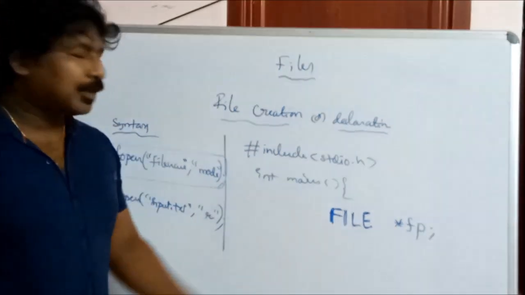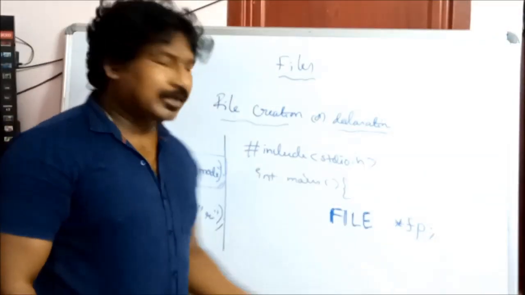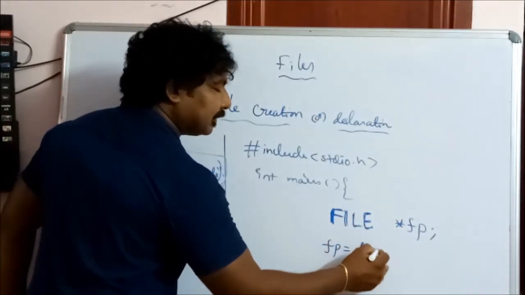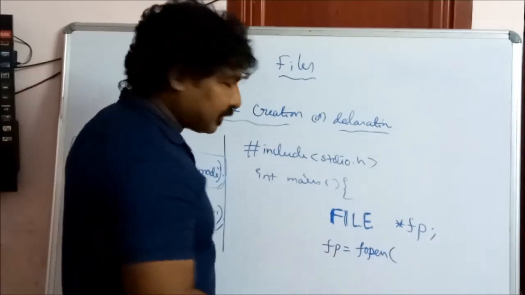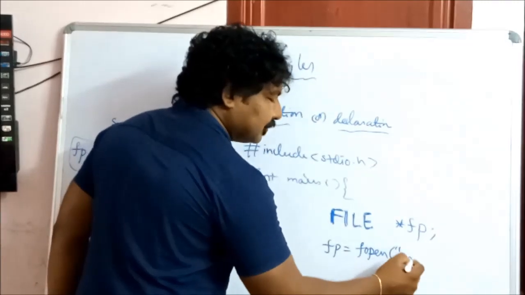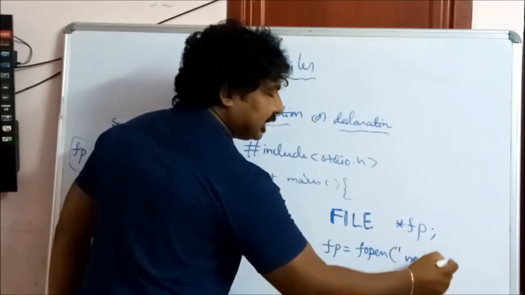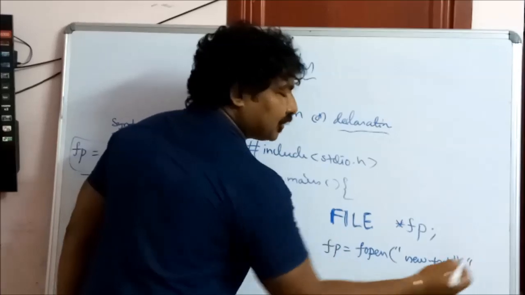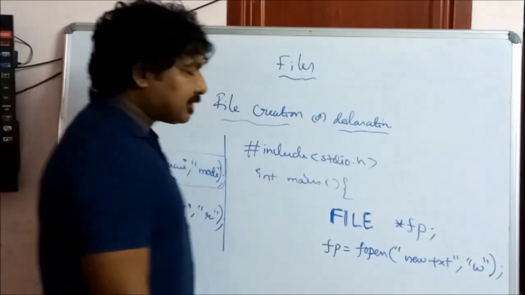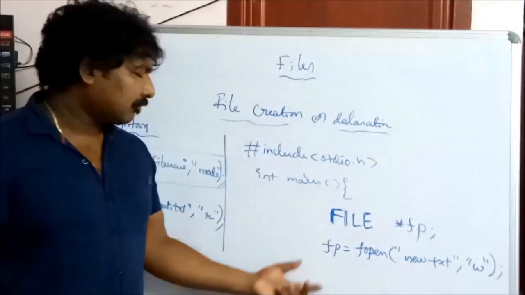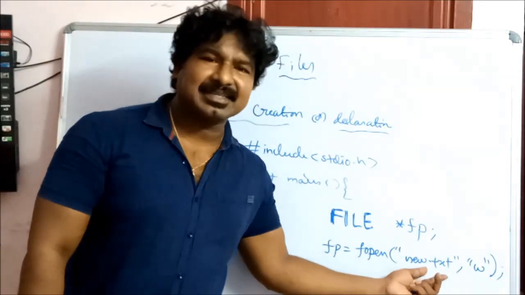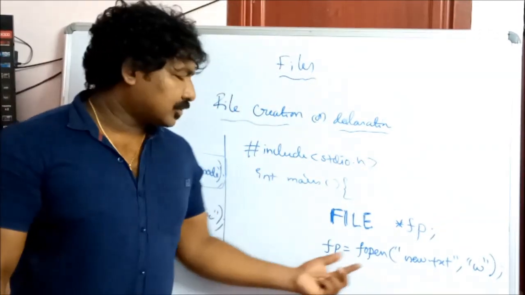Okay friends, in this particular program you will use fp = fopen. I want to create a file, so I will give the name of the file as something like new.txt. Then I want to write information into it, so I will take my mode as w. This is how you will do this. I am creating a new file called new.txt in write mode.